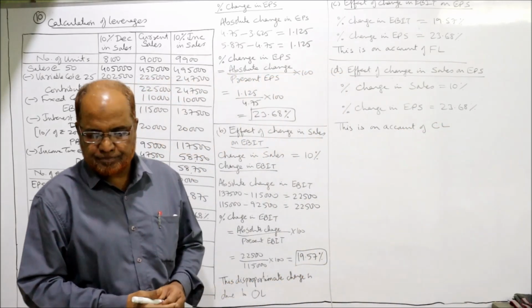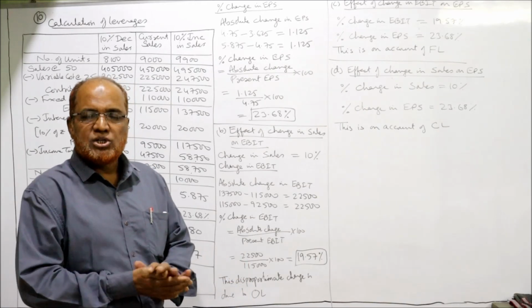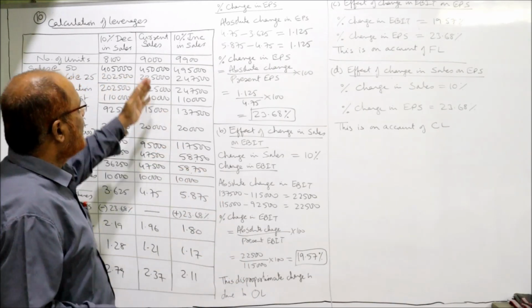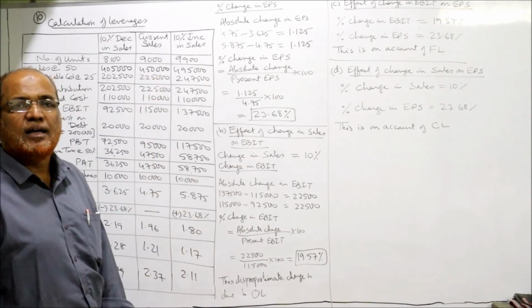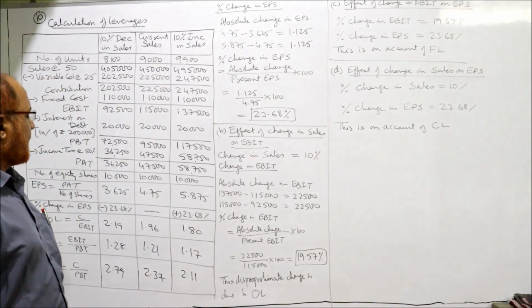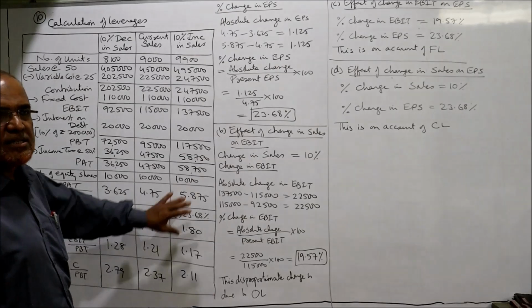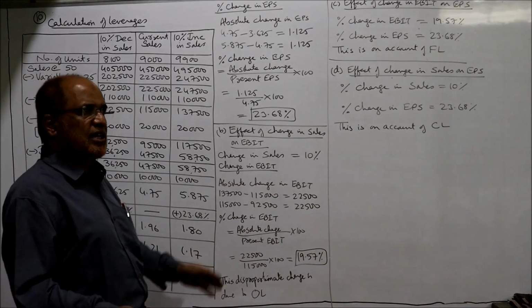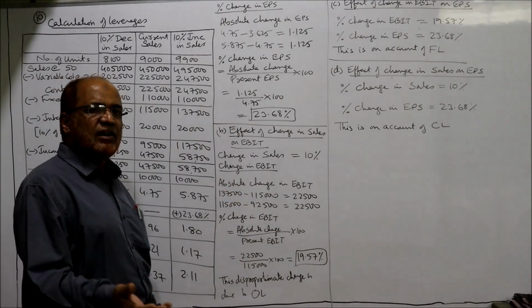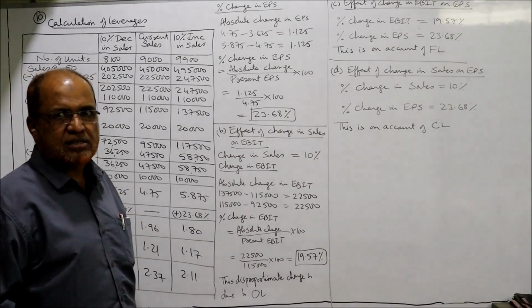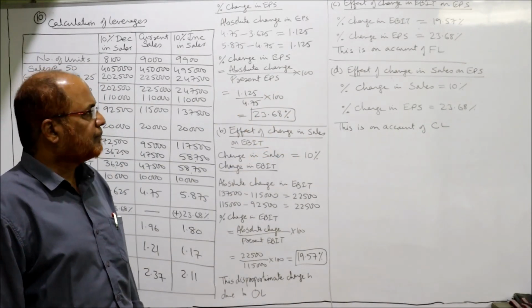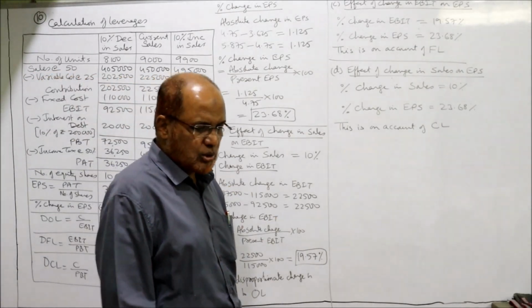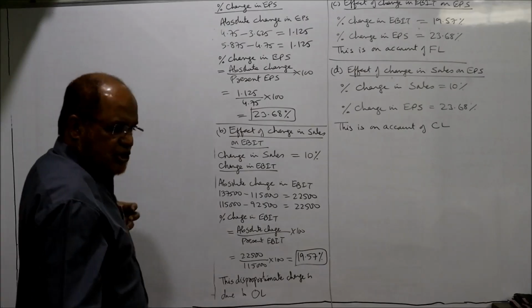Combined leverage. That's it. So in this problem, first of all, we have calculated all the leverages. In this table, we have calculated the leverages. Then after calculating leverages, it is asking you what is the effect of change in sales on EBIT, what is the effect of change in EBIT on EPS, what is the effect of change in sales on EPS. This is the complete solution. Now see the next problem.